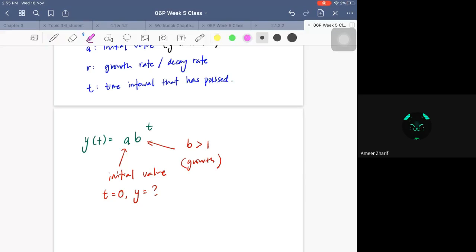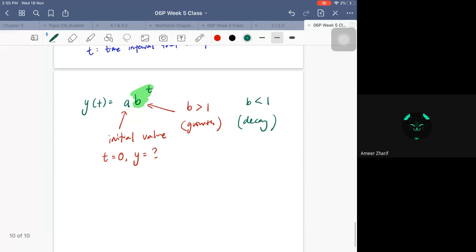So b ni dia dalam bentuk index. It is always in index form. Dia adalah b raised to the power of t. So that is going to be our b. Something yang raised to the power tu adalah kita punya b. Yang tak ada power tu adalah kita punya a. Dia bukan tak ada power tapi dia a kuasa 1. And what happens is that if the value of b adalah lebih kecil daripada 1, that is going to be a decay process.